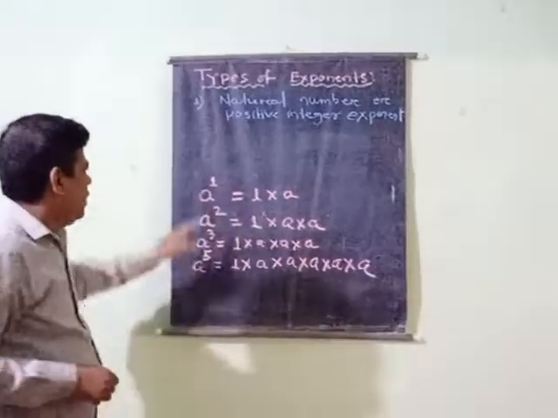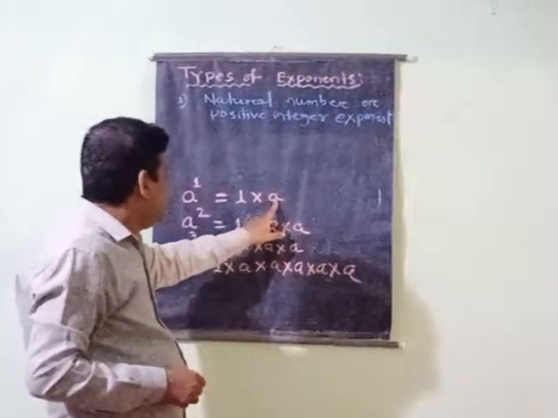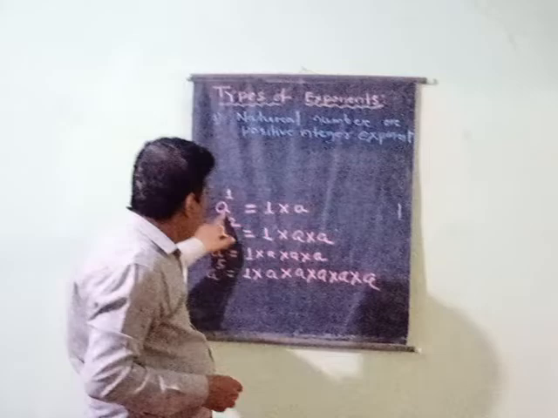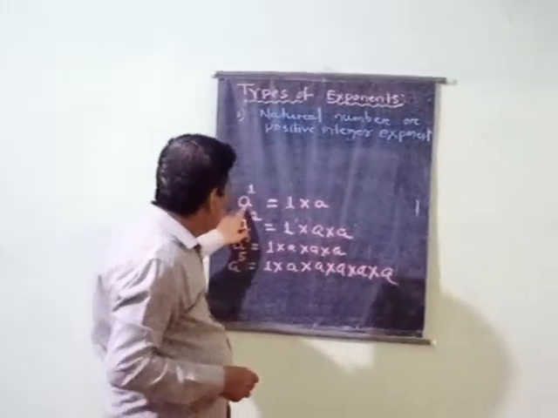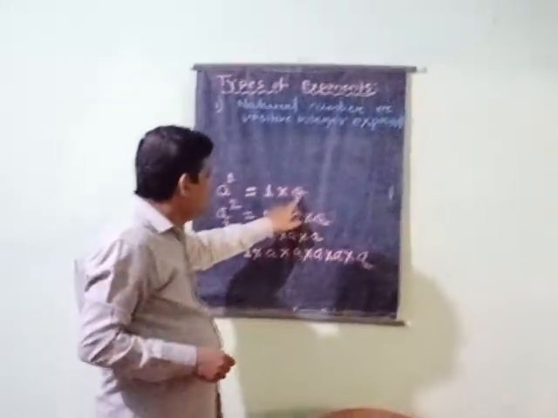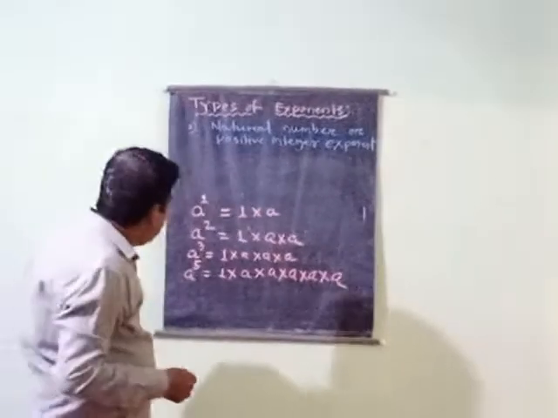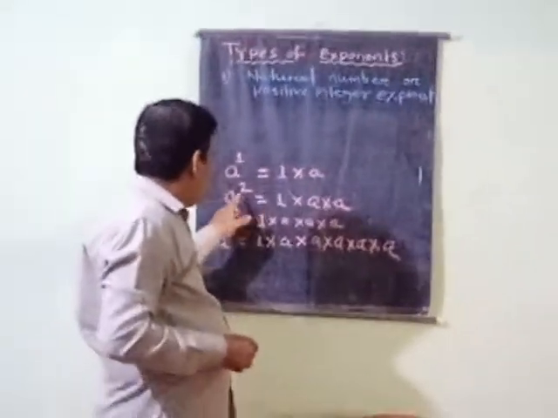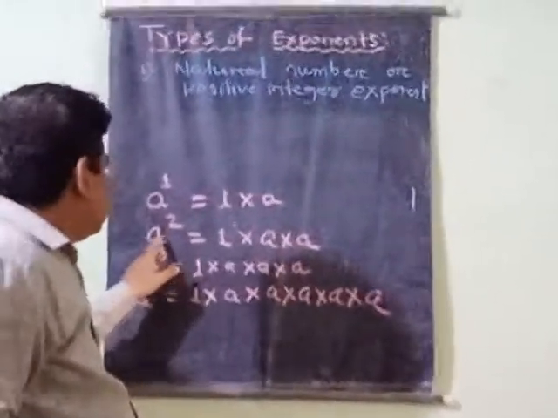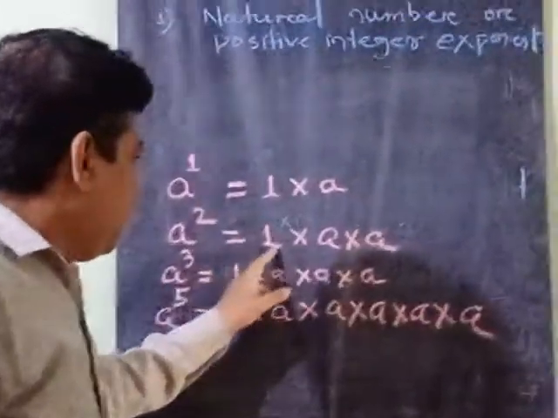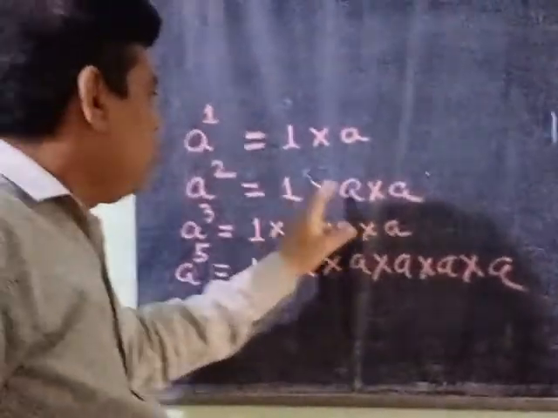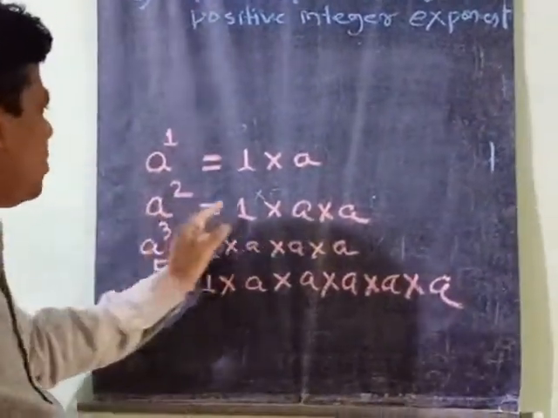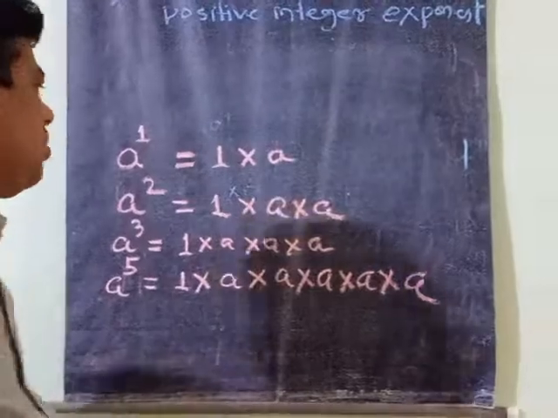Here a to the power 1 is equal to 1 into a. A to the power 1 is a positive exponent, obtained when the base a is multiplied by 1, how many times? 1 time. Similarly, a square is also a positive exponent when the base a is multiplied by 1, how many times? 2 times. So a square is equal to 1 into a. This is the what?